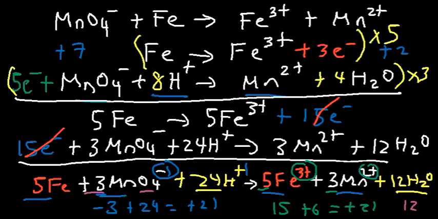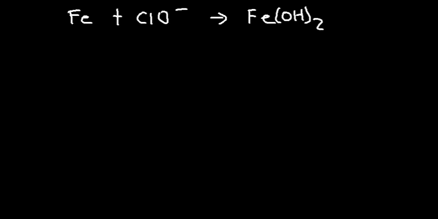So now let's try to balance these problems under basic conditions. So let's start with this example. Let's say if we have iron metal plus the hypochlorite ion, and let's say that turns into iron 2 hydroxide plus chloride. So let's start with Fe. So we have Fe turning into FeOH2.